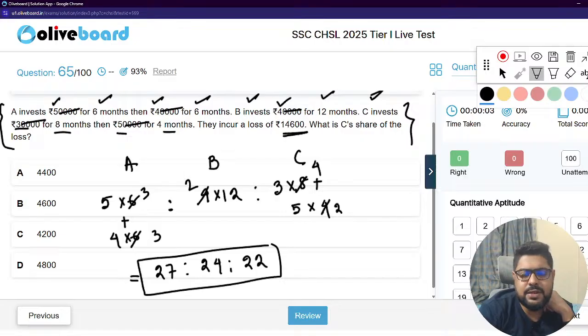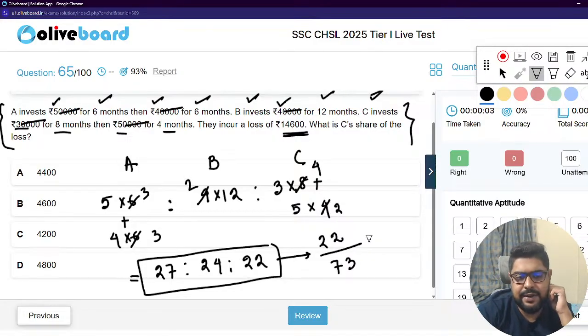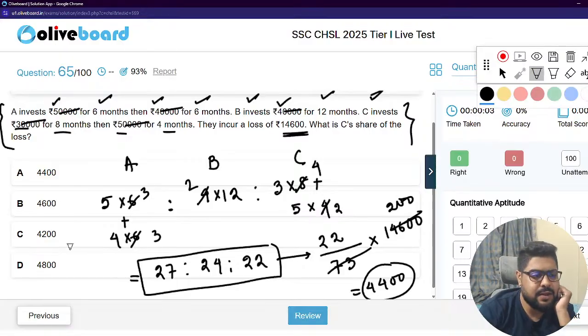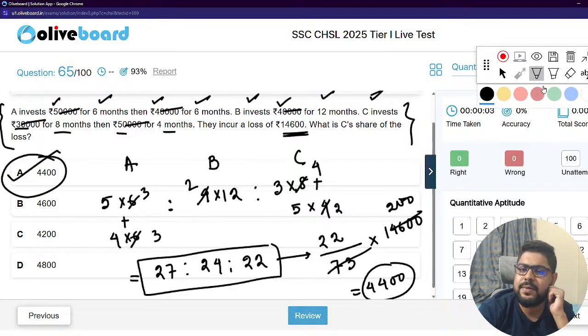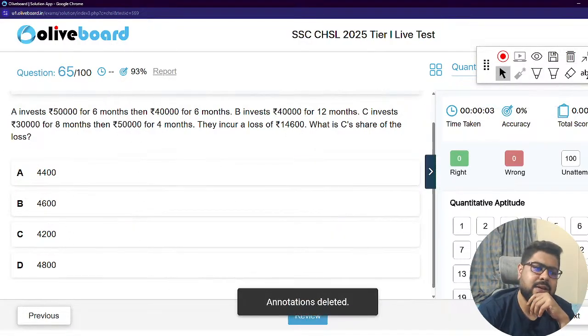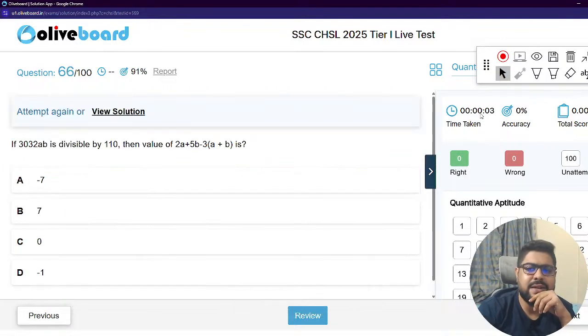Total is this loss. C का share. So C will get 22 parts out of the whole thing. 46 plus 27, 46 plus 30 is 76, minus 3 is 73. 14600, 73 200 at this. So 4400 is the answer, sir. 4400 option E. That's your answer, sir. Option A, sir. Next one.